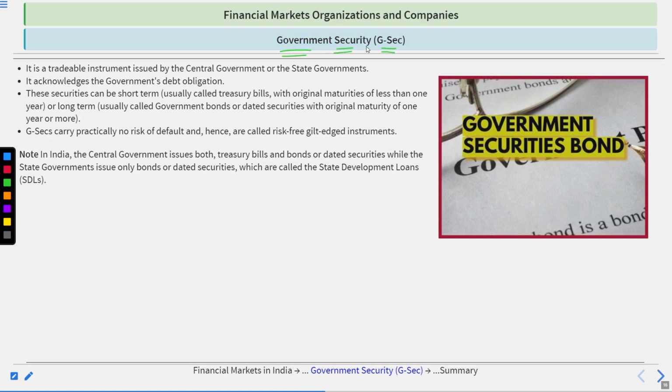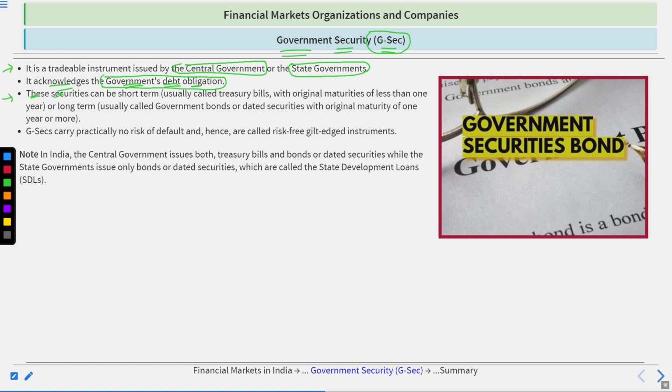Now the government securities, in short also known as G-Secs. It is a tradable instrument issued by the central government or the state government to borrow funds from the general public or from the market. That's why it is acknowledged as the government's debt obligation. Like, if the government has borrowed rupees 10 crores through government securities issued in the market, then the government now has a debt obligation of rupees 10 crores which it is required to repay.